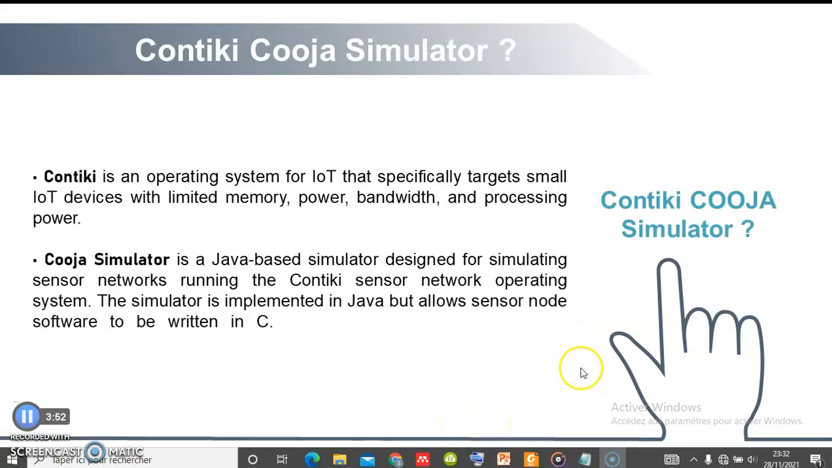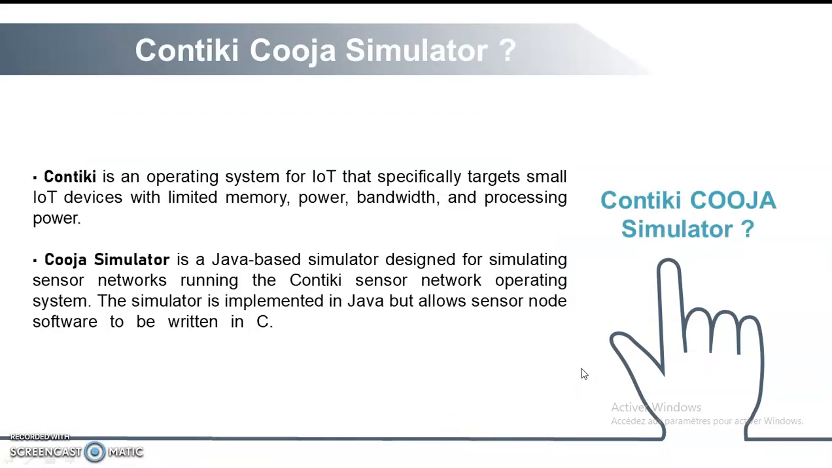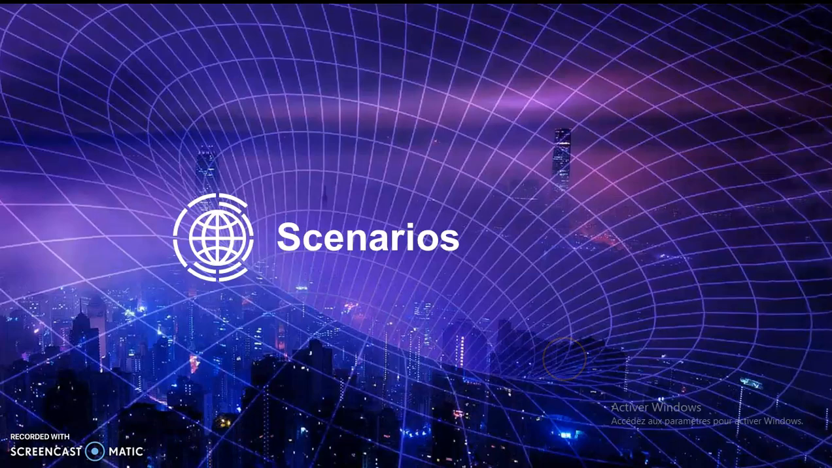To execute this, we used the Cooja simulator and the Contiki operating system. Cooja is an open source simulator specifically designed for wireless networks.